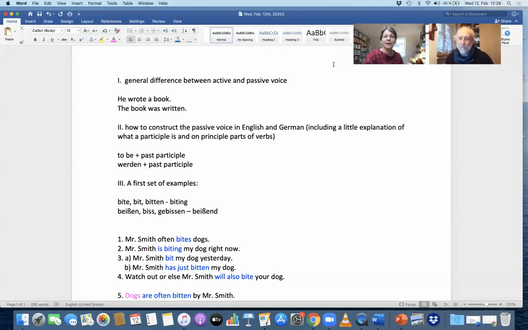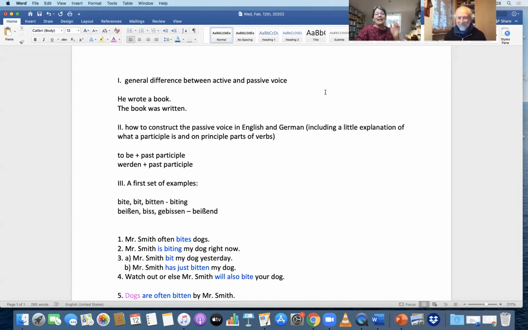Okay, so we're on the air now, and I'm going to try to recapitulate what I just said, and that's difficult, but anyway, I'll give it a go. First, I want to remind you of the difference between active voice and passive voice in general. In an active voice sentence, the subject of the sentence is the doer of the deed, generally speaking.